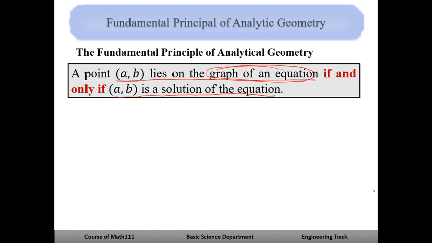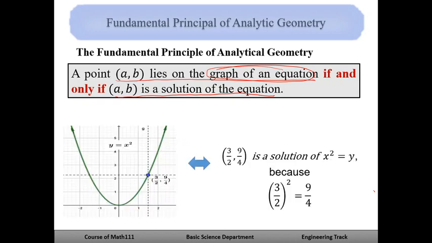So for example, look here. This is the graph of y equals x squared. What does this mean? When you take any point here, take the x component and y component, like 3 over 2, 9 over 4. When you put them in the equation, they satisfy it, right? So it's a solution of the equation. And when you locate them in the Cartesian coordinate system, it gives a point on the graph.